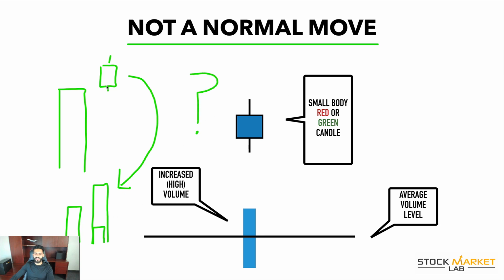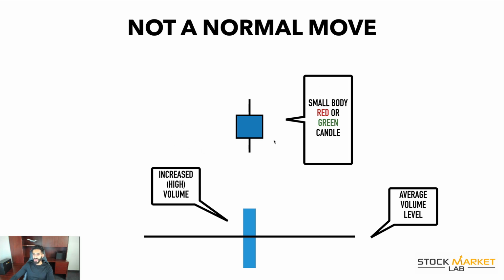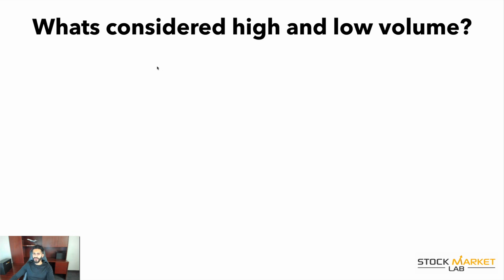Why is there a lot of activity when the stock is barely moving? So I'll break that down more once we get to it. But for now, just understand the difference between seeing moves with small bodies, with high volume and low volume. Now the question is, what's considered high and low volume, right?